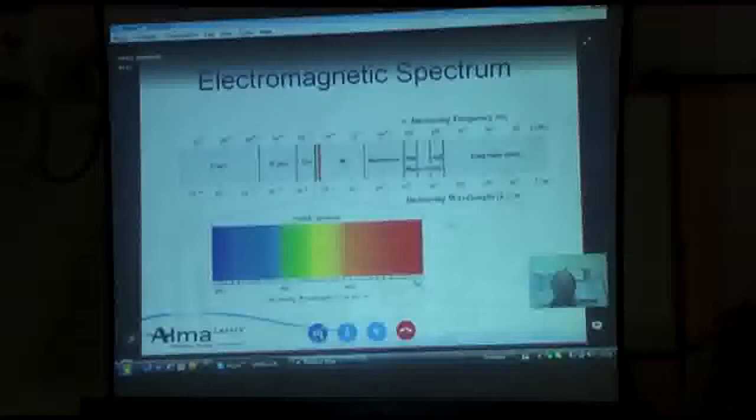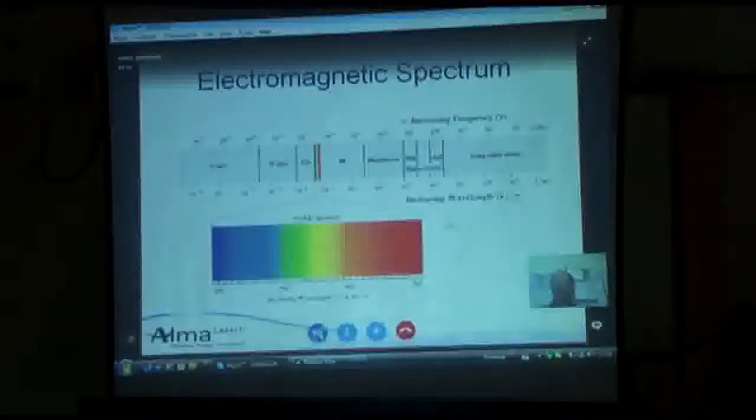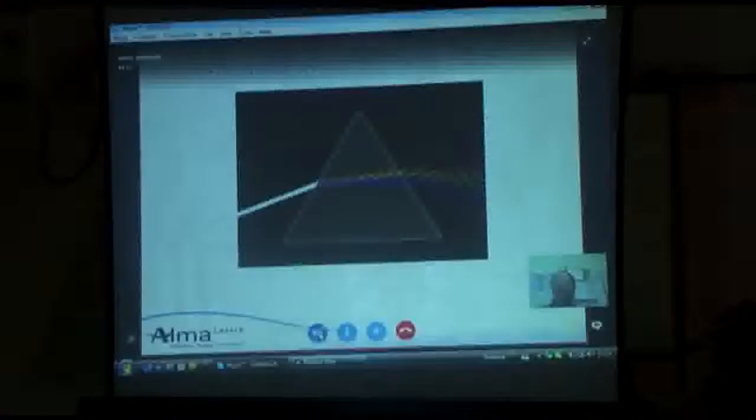Yeah, so light is within the electromagnetic spectrum, and it can be visualized in daily life by our senses, by the eyes. This is a triangle prism dispersing the beam of white light, which you can see here, where the longer wavelength is red and the shorter wavelength is blue, separated from the white source of light.